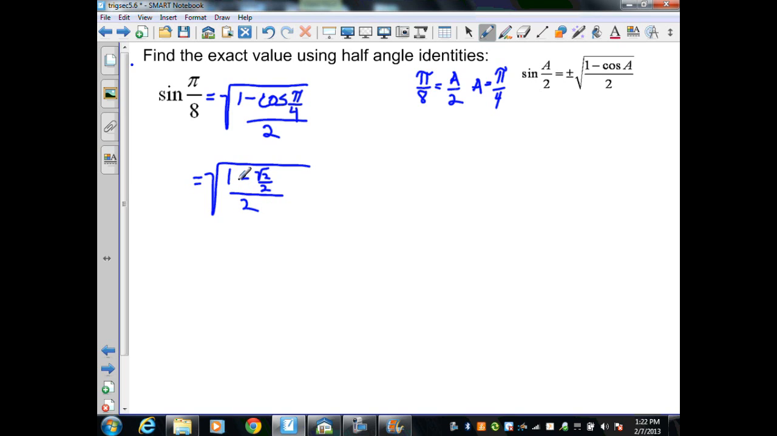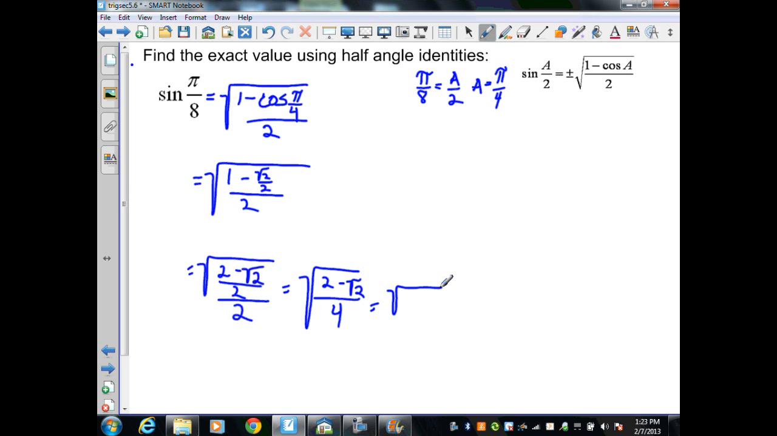And I can find a common denominator for my numerator. That gives me 2 over 2 minus the square root of 2 over 2, which is 2 minus the square root of 2 over 2, and that would be all over 2 again. Then I would just invert and multiply this 2, which would give me the square root of 2 minus the square root of 2 all over 4. Then, when I simplify, that's the square root of 2 minus the square root of 2 all over the square root of 4, which I know is 2. And that is my exact value.